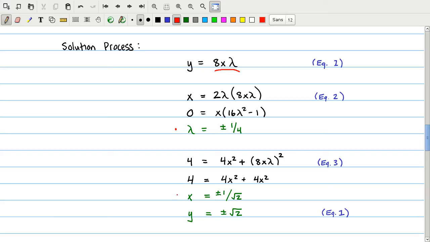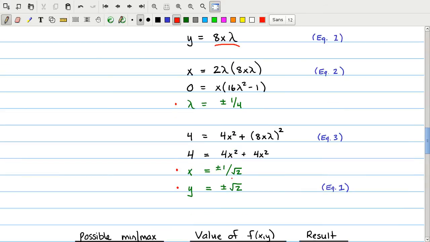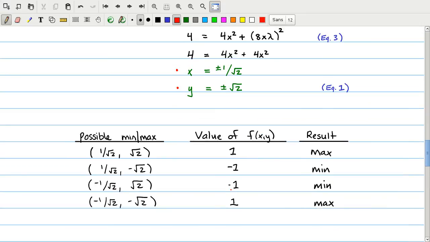Lambda, which is not particularly of interest to us, was just something that we needed to find along with finding x and y. Plus we have x and we have y. And that gives us our 4 critical points. x can be plus or minus 1 over root 2, and y can be plus or minus root 2. So we take each of those 4 points, we plug them into the function f, which is equal to xy, so we just multiply them together.